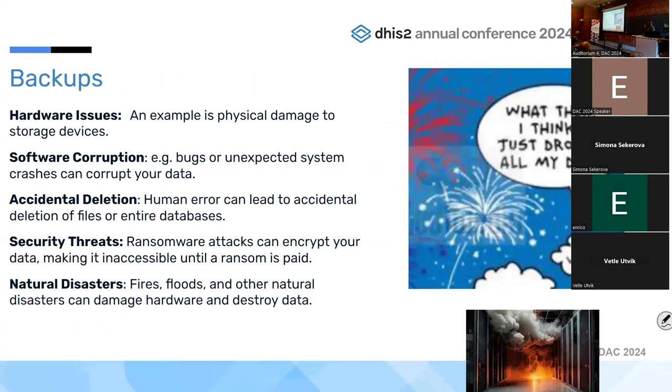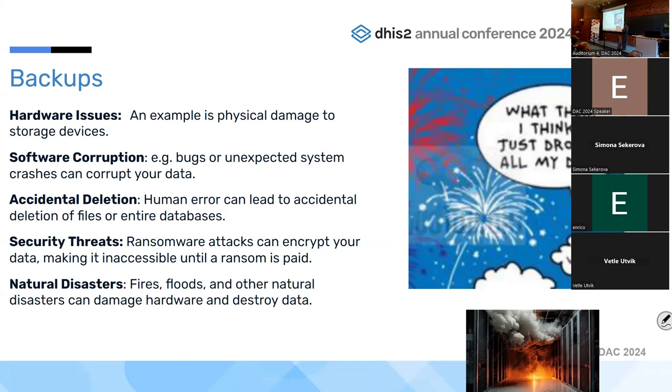And then another component that is very important is backups, yeah? Because it's not just about having a working DHIS2 system, but you also need to have a plan in case a disaster happens. And there are so many scenarios where you could have your system not accessible: hardware-related issues, software corruption and so forth, accidental deletion, even ransomware is also common nowadays.